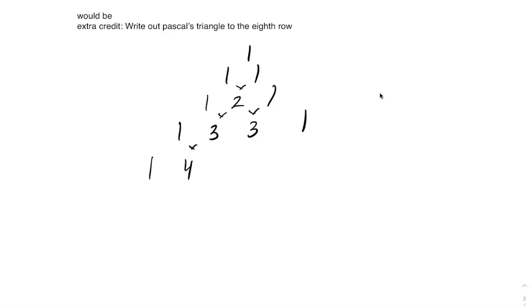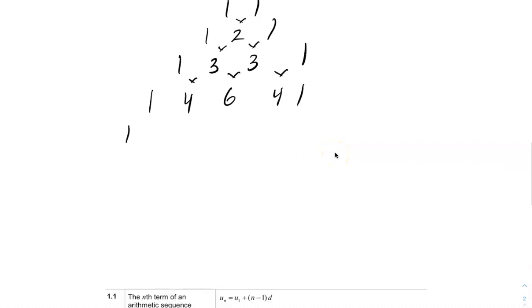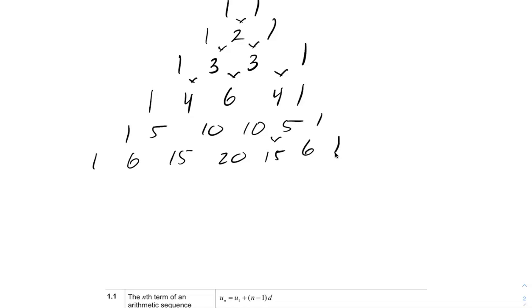1, 4, 6, 4, 1. A lot of times people mess up this one. They should grow. You never skip. You should go 1, 2, 3, 4. Like you add one more term. So this is what people tend to forget. Anyway, I've got to finish this off still. 1, 5, 10, 10, 5, 1. That's row 5. 1, 6, 15, 20, 15, 6, 1.